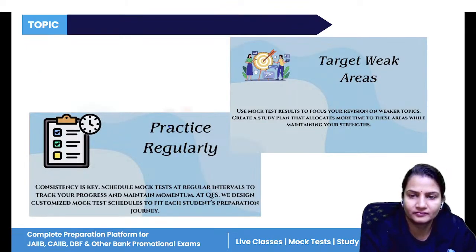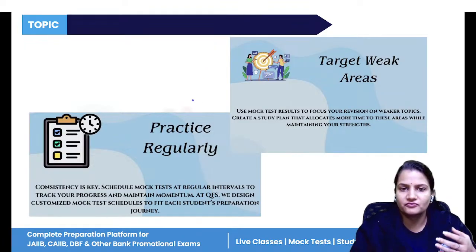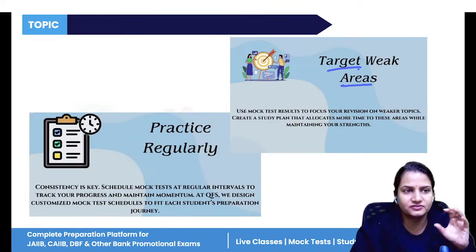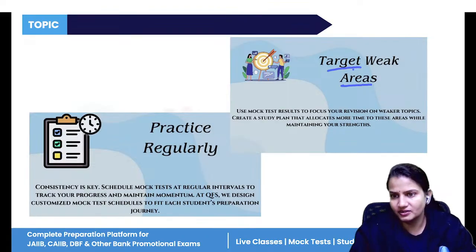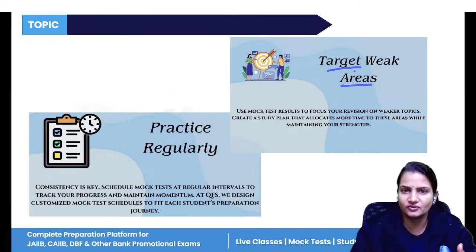Now, how can you prepare for your exam? You have to focus on your weak areas. From this introduction, from this demo class, you have got an idea of which unit might be weak for you, or where you are having difficulty. So target your weak areas more and more. Practice regularly, because consistency is the key to success.